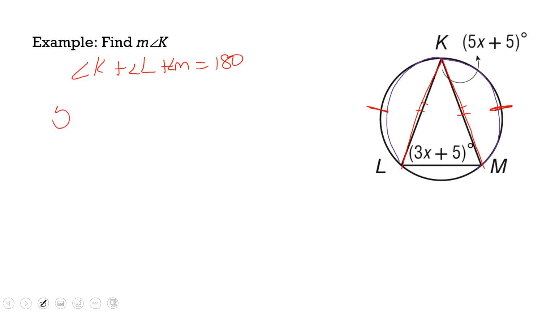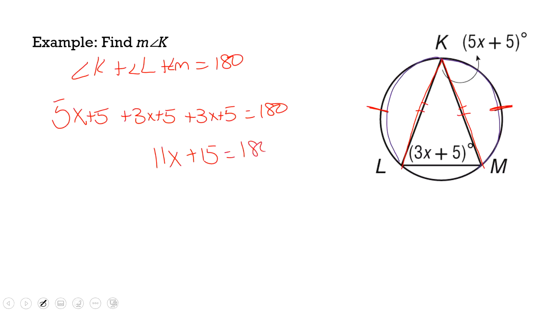So let's just plug it into my equations. 5x plus 5 plus 3x plus 5 plus 3x plus 5, because angle L and angle M are congruent, equals 180. Combine all my like terms. I end up with 11x plus 15 equals 180. Subtract 15 from both sides.